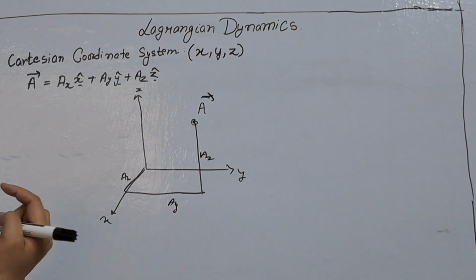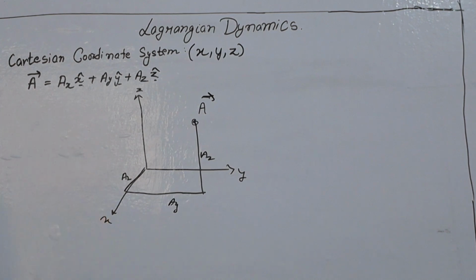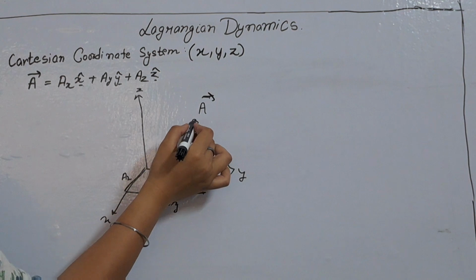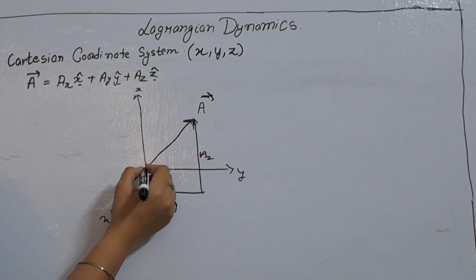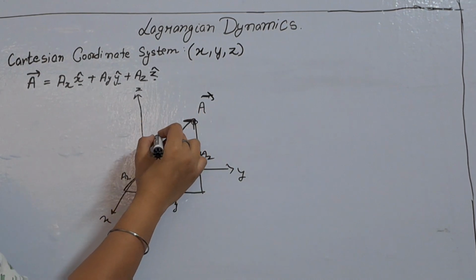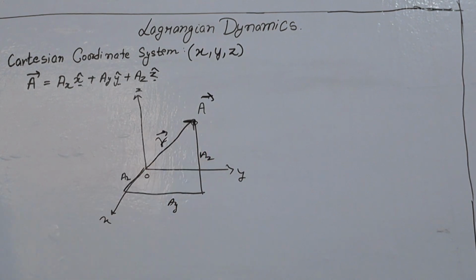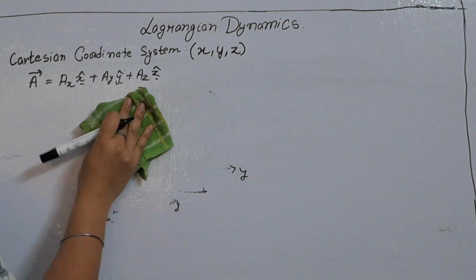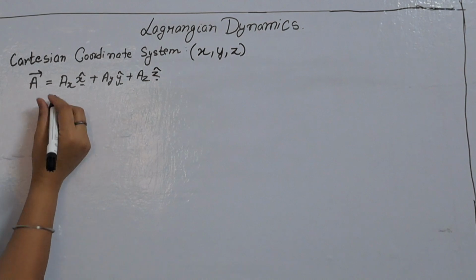Now, if we want to write the position vector, what is a position vector? A position vector is the distance of this vector from the origin. This is the origin, and the distance from the origin is called the position vector and is represented by r cap. Let us redraw this and understand what a position vector is.